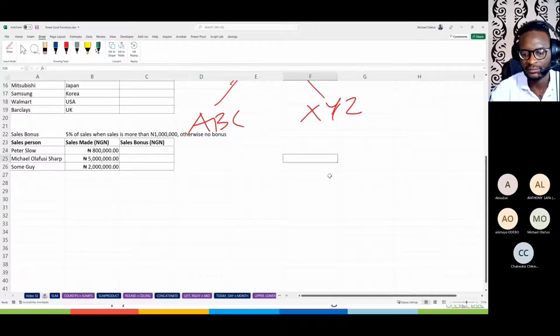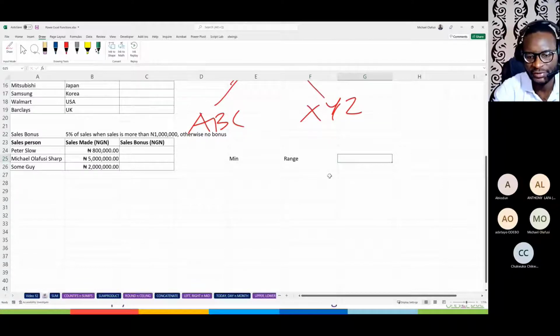We are saying that minimum, range, percentage bonus.